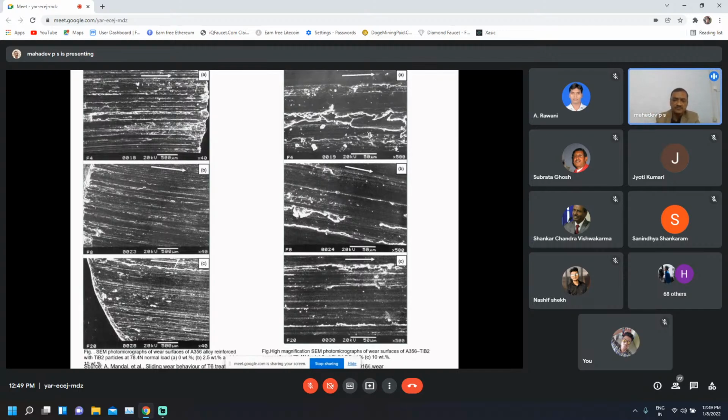Somewhere more material loss is there. You can see the peeling of the material, and some pits, and that is because of delaminative wear, where more detachment of material takes place, loss of material due to the loss of properties in that particular condition of the wearing parameters. These photographs are for A356 alloy with TiB2 particles with different weight percentages, 0%, 2.5%, 5% and 10%. This is the work carried out by Mandal et al.